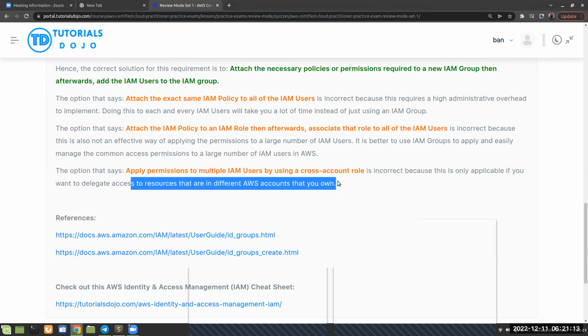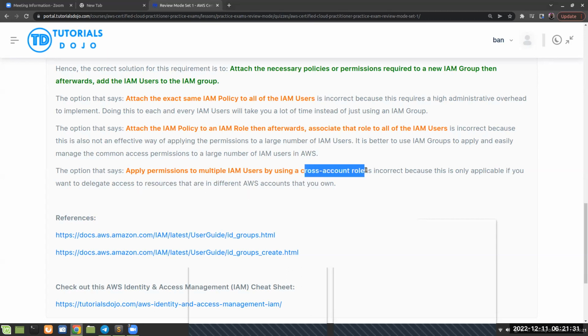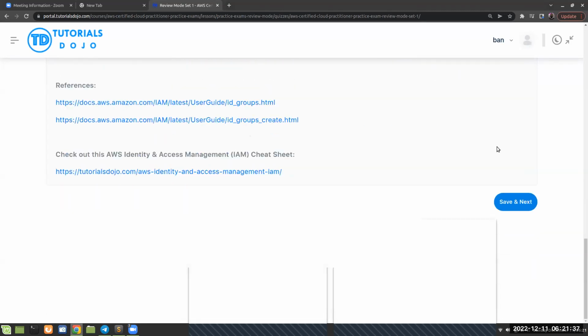This doesn't apply here. This is for when you are delegating access to resources that are in a different AWS account. So you may be in one AWS account and there's another account. When you want to delegate access to resources, that's when the cross-account role comes into play. So it could be interesting to know what that is. Okay.